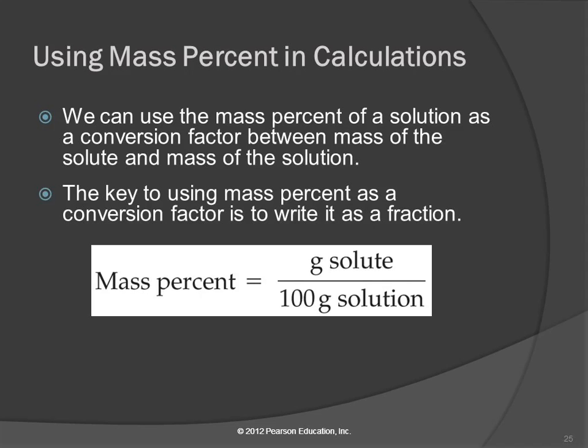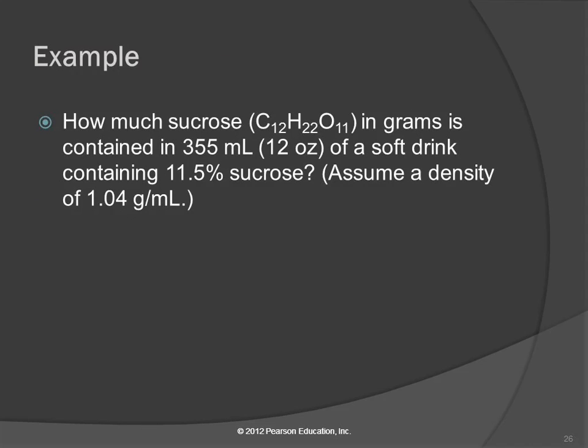We can use mass percent in calculations, and when you see a mass percent, remember that that means grams per 100 grams, and that makes it very quickly into a useful conversion factor. So how much sucrose in grams is contained in 355 milliliters of a soft drink containing 11.5% sucrose? This is like a 12-ounce can of soda, and we're going to figure out how many grams of sugar are in it. Here they're telling us to use a density of 1.04. We're using 1.04 instead of 1 because this solution has quite a bit of sugar in it, and so the density is going to be higher.